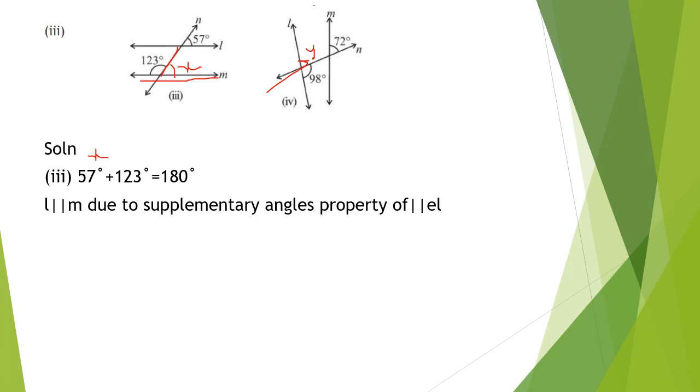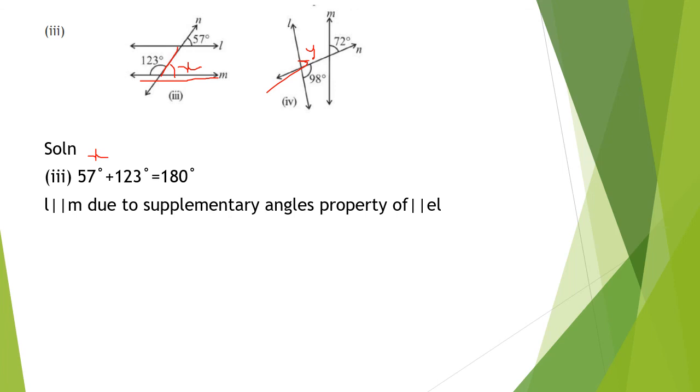Okay, the same method only for the fourth one also. 72, which is a corresponding angle. Here this one will be the corresponding angle, right? Then 98 plus 72. It's a linear pair, right? 98 plus x. This x value we are giving.